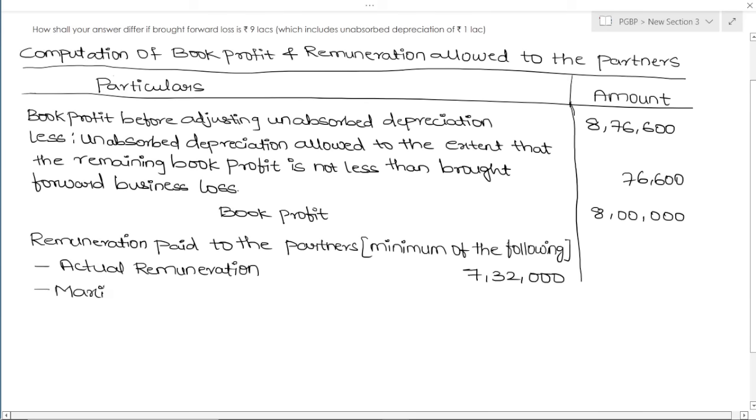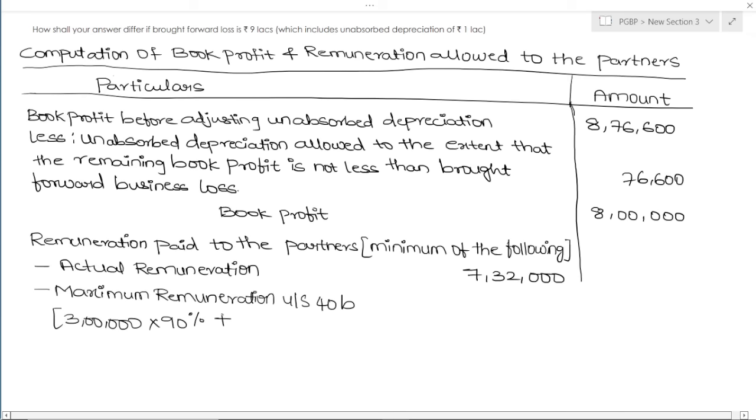Now you know it is 8 lakhs of book profit. So 3 lakhs into 90%. Why we took 3 lakhs into 90%? Because 90% of 3 lakhs will be 2 lakh 70, or that statutory limit 1 lakh 50, whichever is higher, 2 lakh 70 only will be taken. So directly we are doing that 3 lakhs into 90%, plus, now from 8 lakhs, if 3 lakhs is already calculated, how much is left? 5 lakhs. So plus 5 lakhs into 60%.